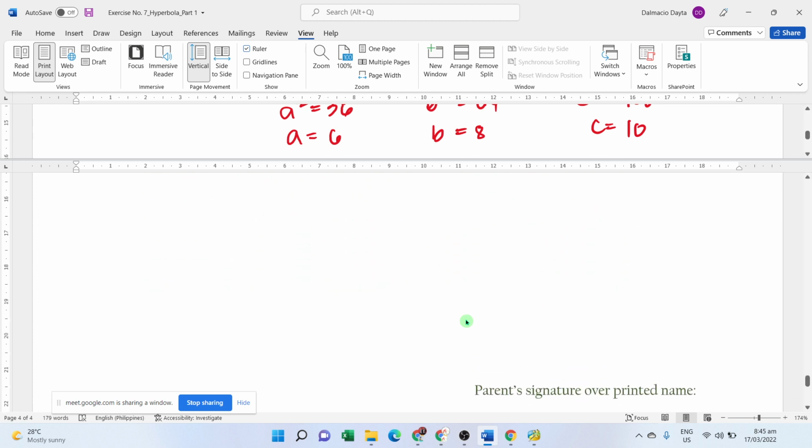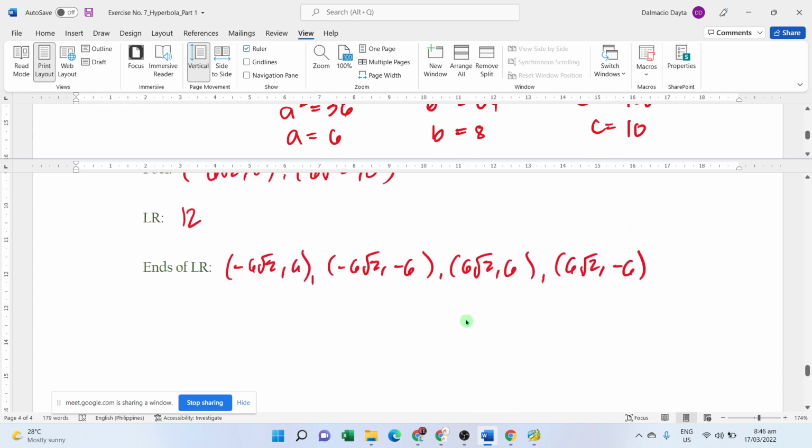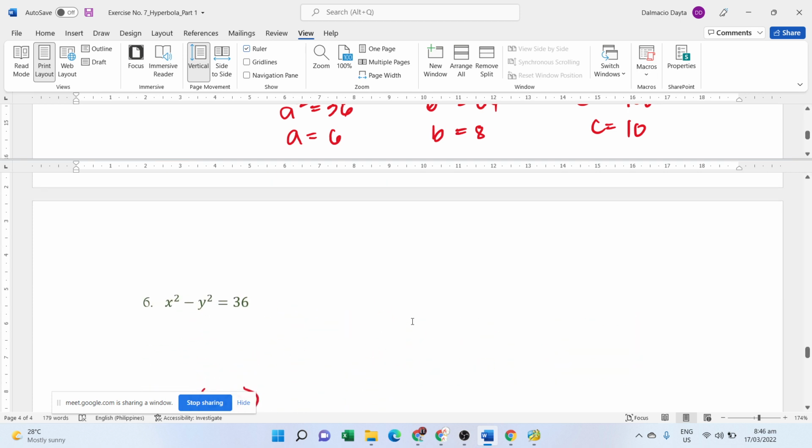Okay. Equation of the asymptotes. Y equals positive negative x. Again. Y equals positive negative x. Okay. Okay. Let's see.